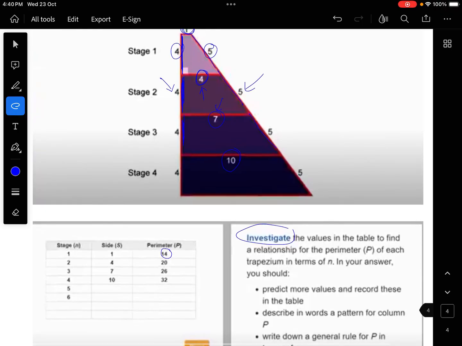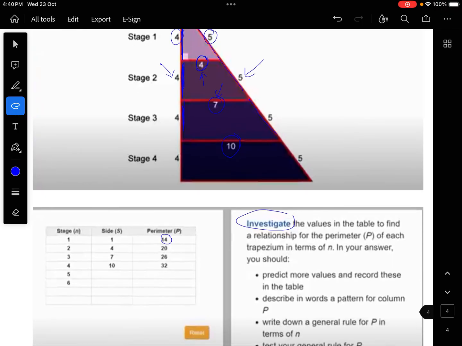So let's try to go in stage 5. Let's look at what's the side, and let's look at what's the perimeter for this. So obviously this is just going to be 13 and 16, which is very similar to what we have done earlier. And the perimeter here is just basically adding 6 each time. Okay, then we're going to add 6, and we're going to add 6 here, which is 38 and 44.